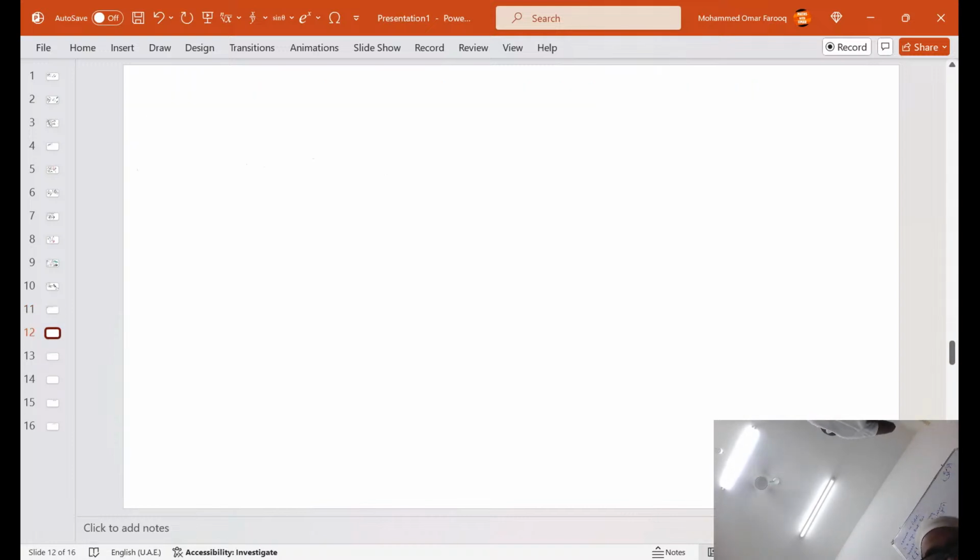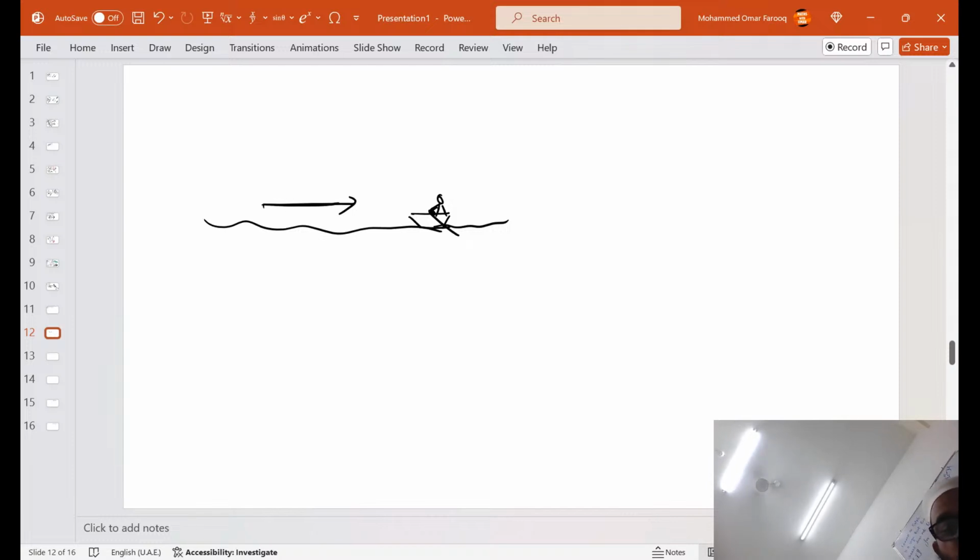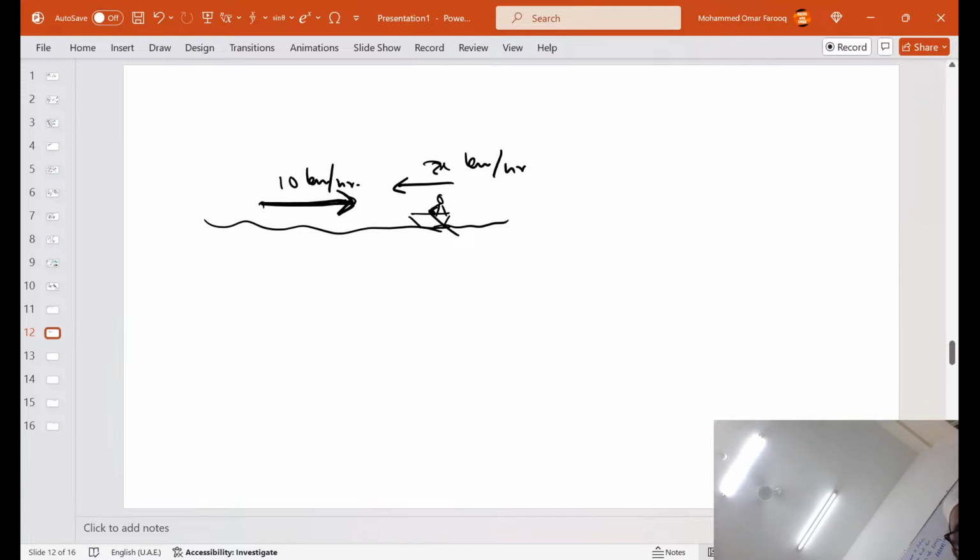Okay. See, suppose let us say the stream is going this way, and Mehrab is rowing his boat. If he is going in the opposite direction, what happens? The speed of the stream, what will it do? It will push him back. So let us say the stream is 10 kilometers per hour, and let us say he is x kilometers per hour, or 20 kilometers per hour.